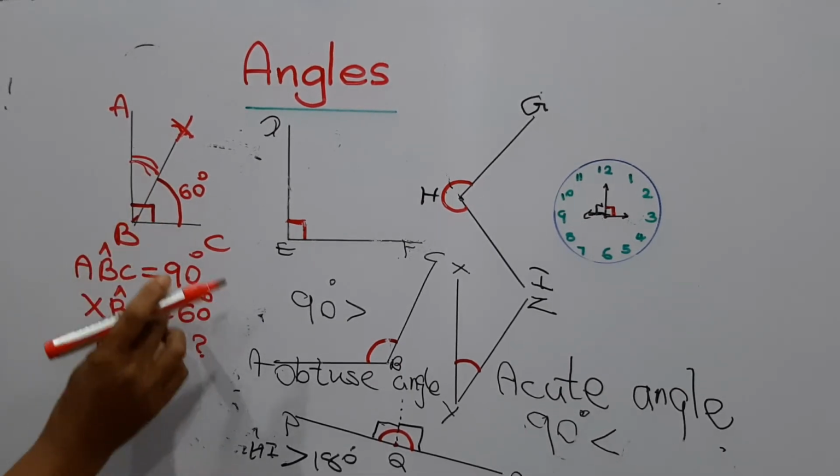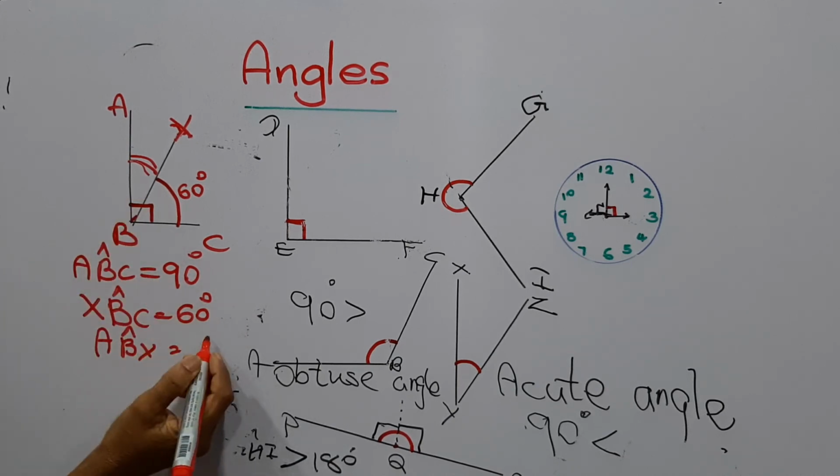Yes, what do we have to do? We have to deduct 60 from 90 degrees. The answer is 30 degrees.